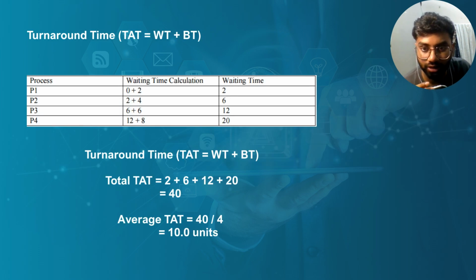Okay, for the turnaround time, the formula is waiting time plus burst time. The total turnaround time is 2 plus 6 plus 12 plus 20 equal to 40. So we divide by the 4 processes, which gives 10 units. This is proven in the simulation result at the bottom of the code, which also shows 10 units average turnaround time.